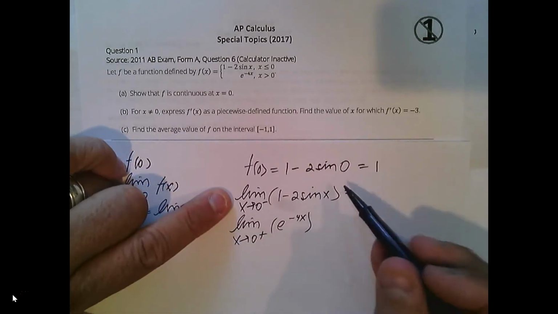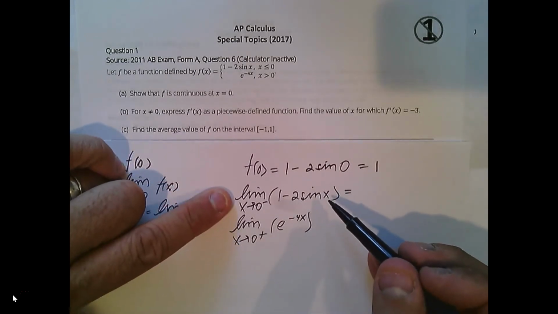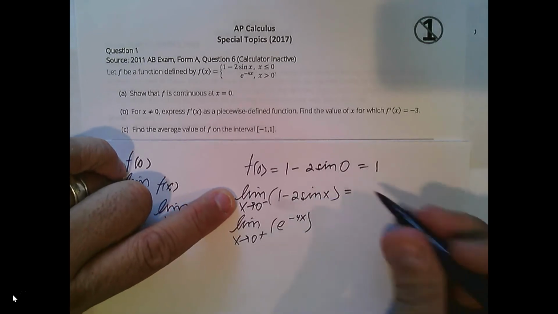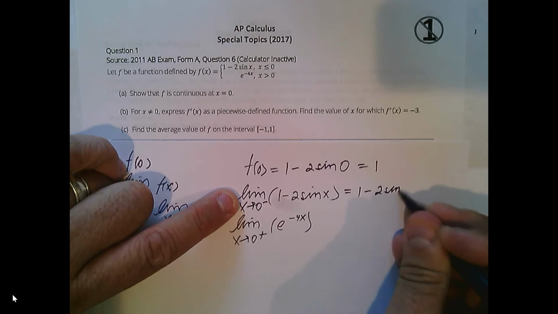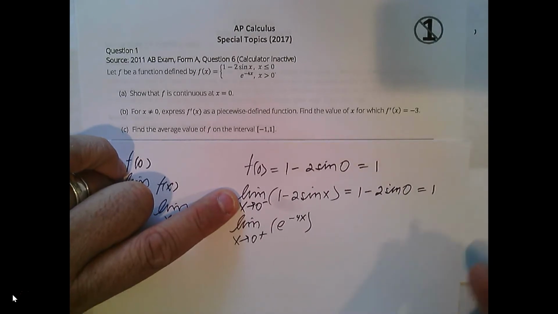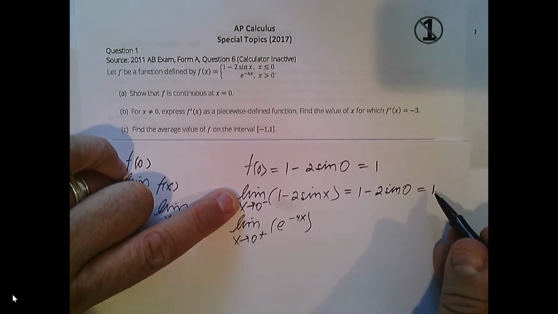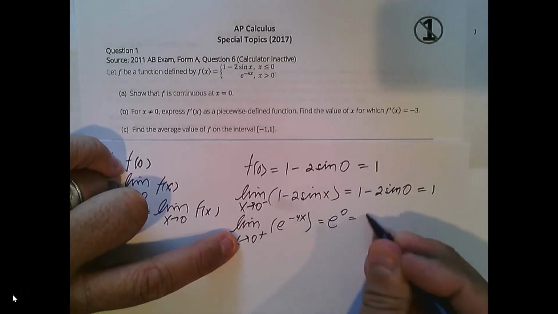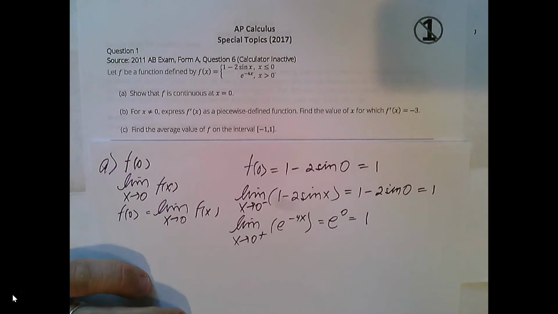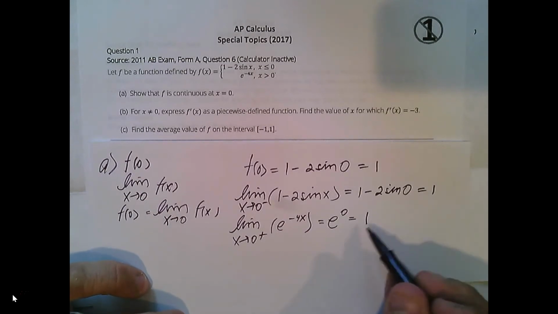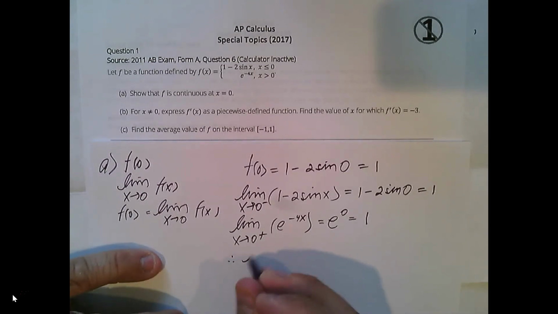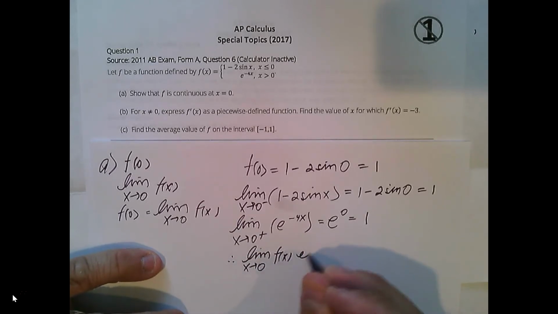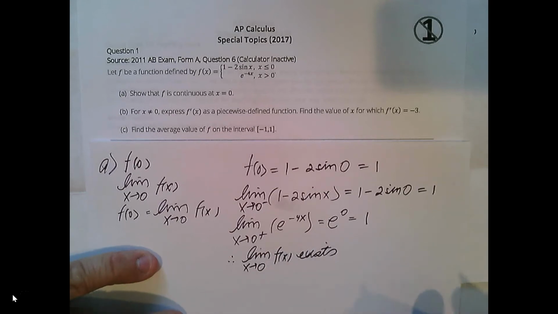To evaluate these limits, one of the things that we want to do first is try direct substitution. Basically, can you plug in? You get 1 minus 2 times sine of 0, which we already know is 1. If I try direct substitution with e to the negative 4x, you get e to the 0, which is 1. These values are the same. I'd say, therefore, limit as x approaches 0 of f of x exists.